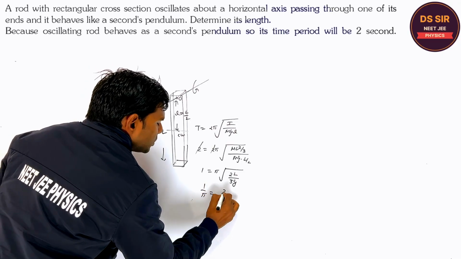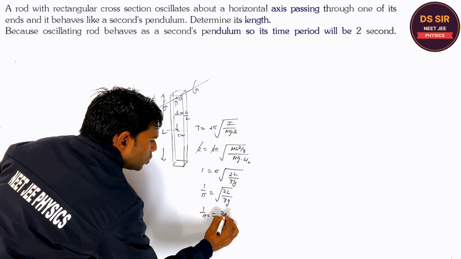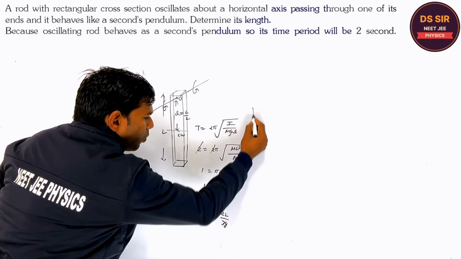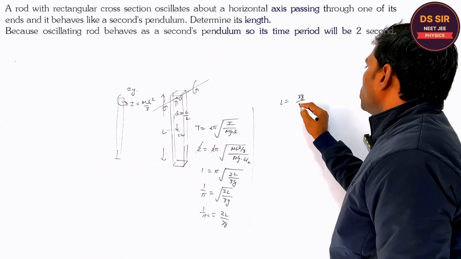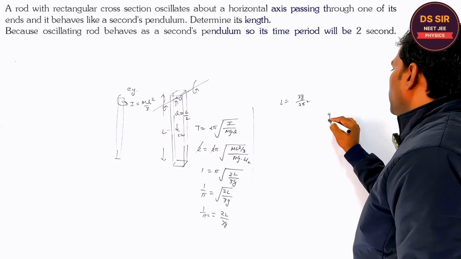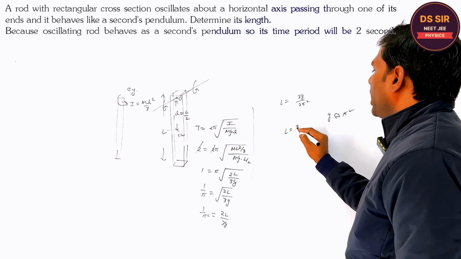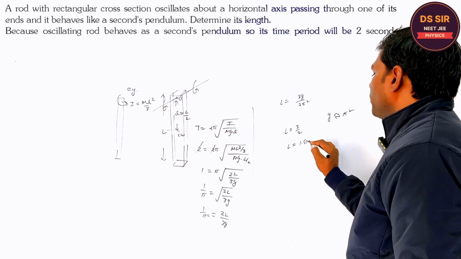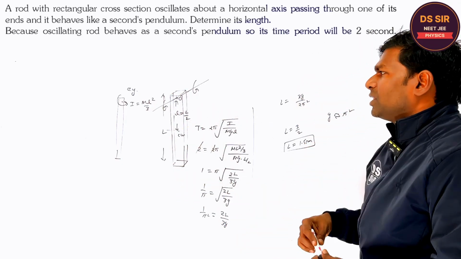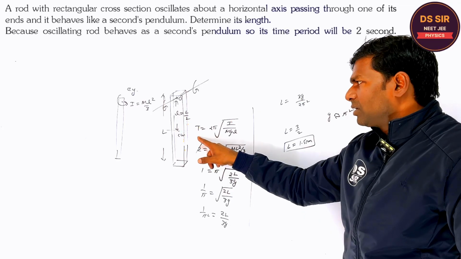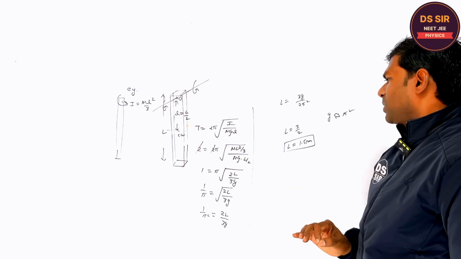1 upon pi is equal to 2L upon 3g, right? Make it a square. Pi square is equal to 2L upon 3g. So what is the value of L? From here, the value of L is equal to 3g upon 2 into pi square. But the value of g is approximately equal to pi square, so pi square and g will cancel out. So L will be equal to 3 by 2. It is 1.5 meter. So the length of this rod is equal to 1.5 meter if the time period of this rod about this axis is 2 seconds. That is, it behaves as a second pendulum, right?